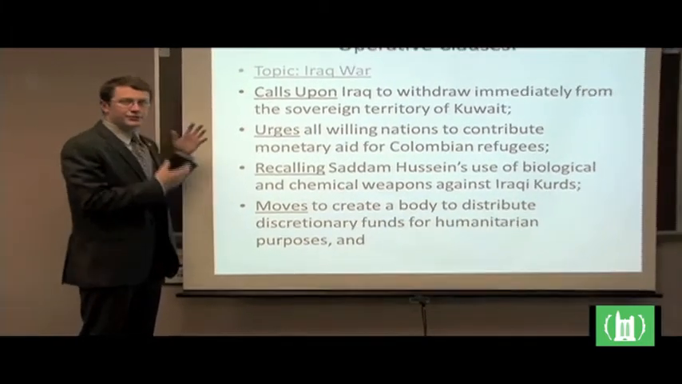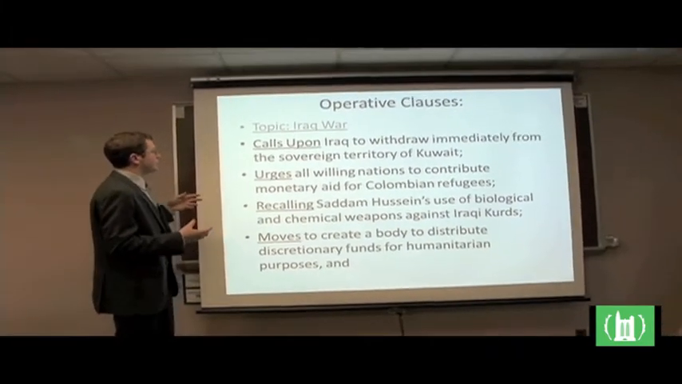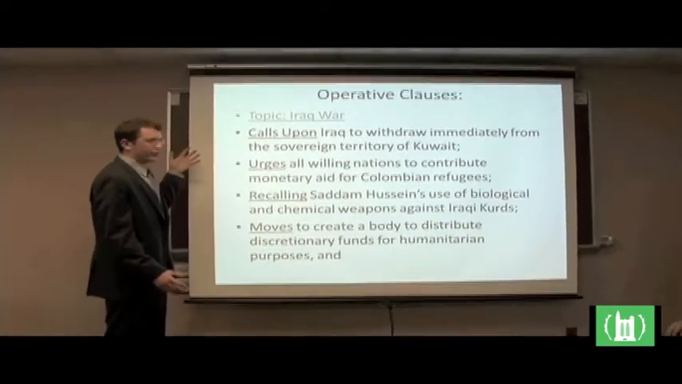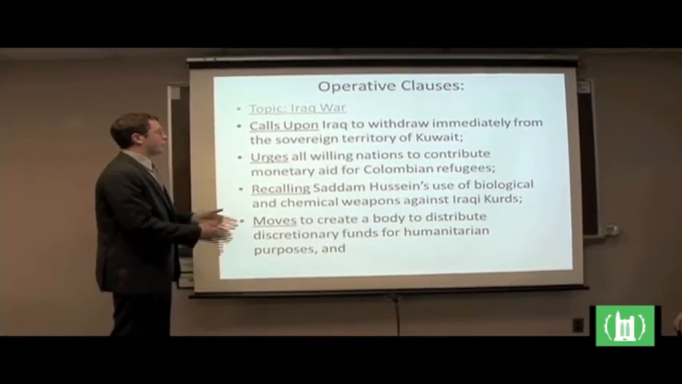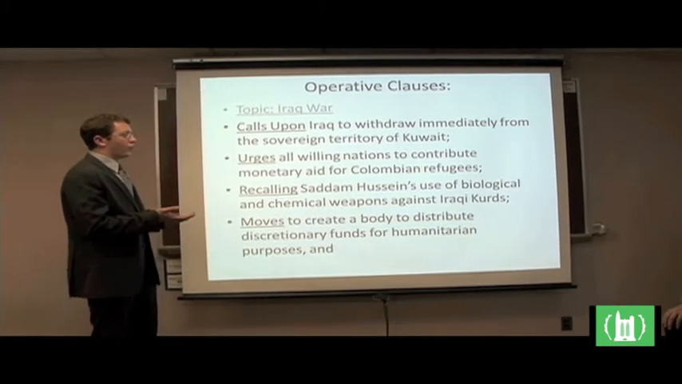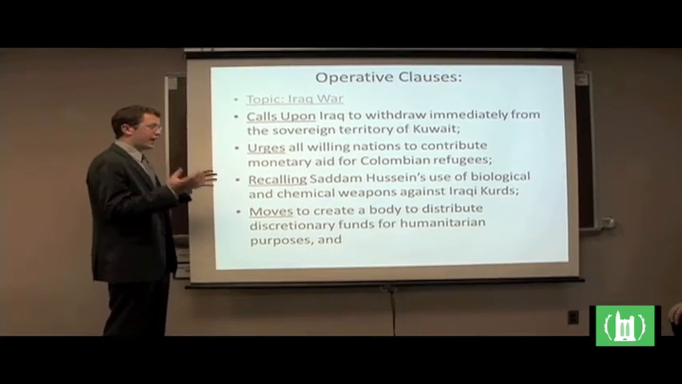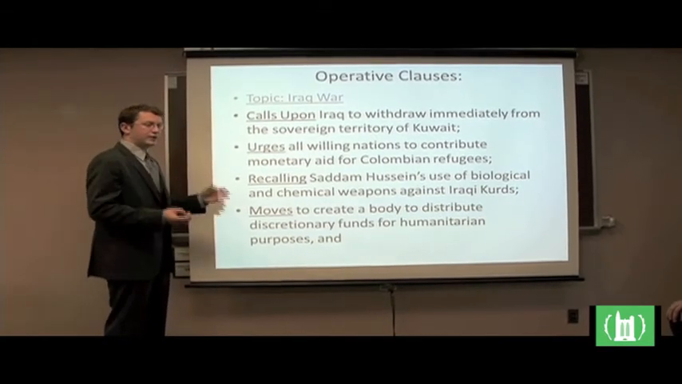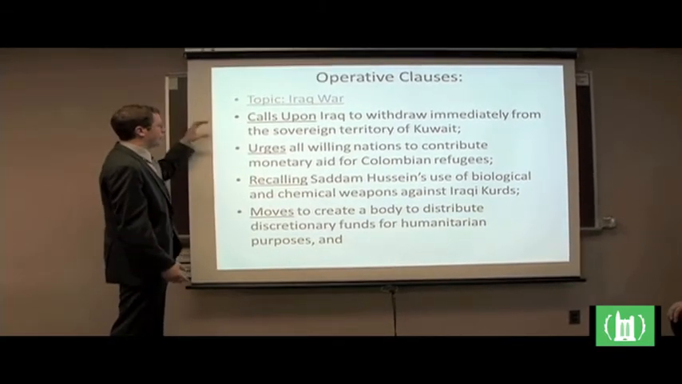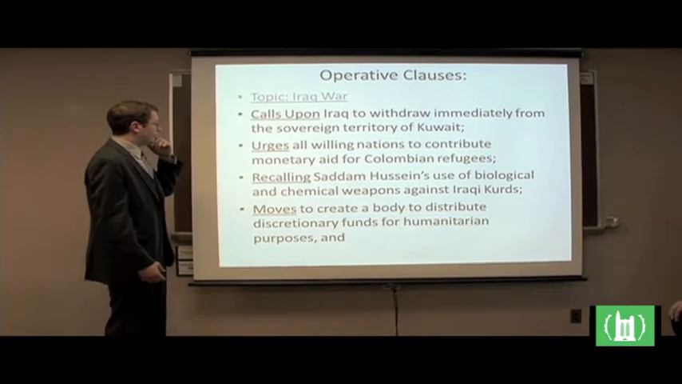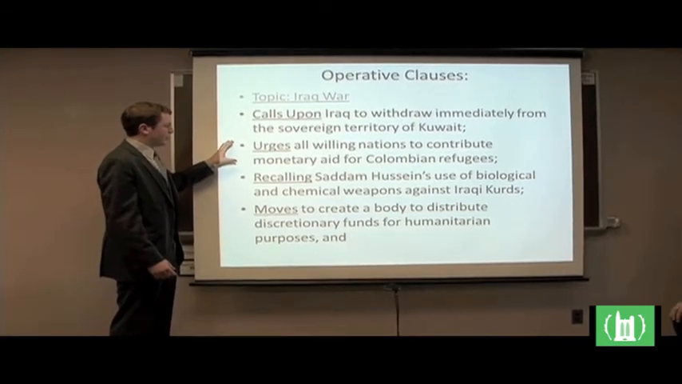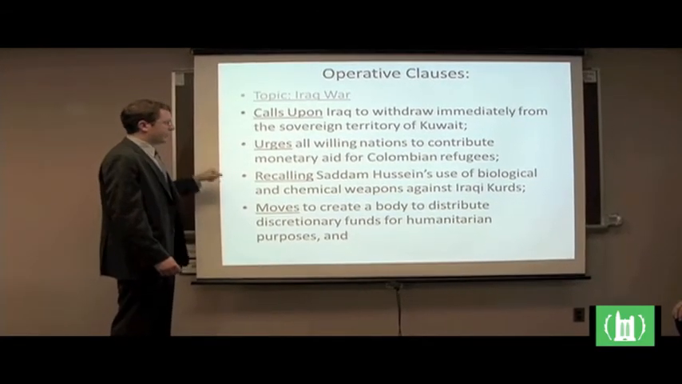Here are some examples of good and bad operative clauses. The first one is a good example: calls upon Iraq to withdraw immediately from the sovereign territory of Kuwait. It's arguable how much impact that clause would necessarily have, but nevertheless it is substantive. It is a policy prescription, and it is laid out in this clause. Second example here, once again, off topic.